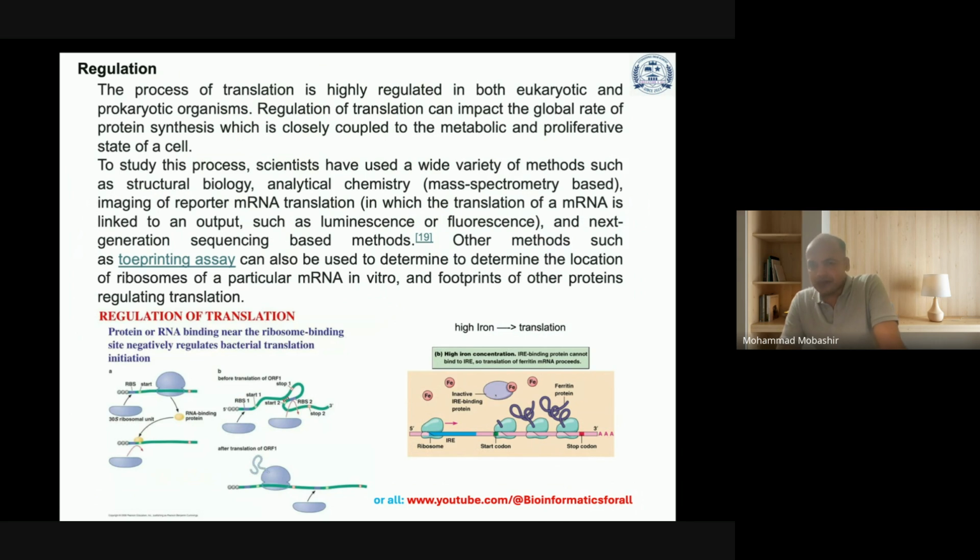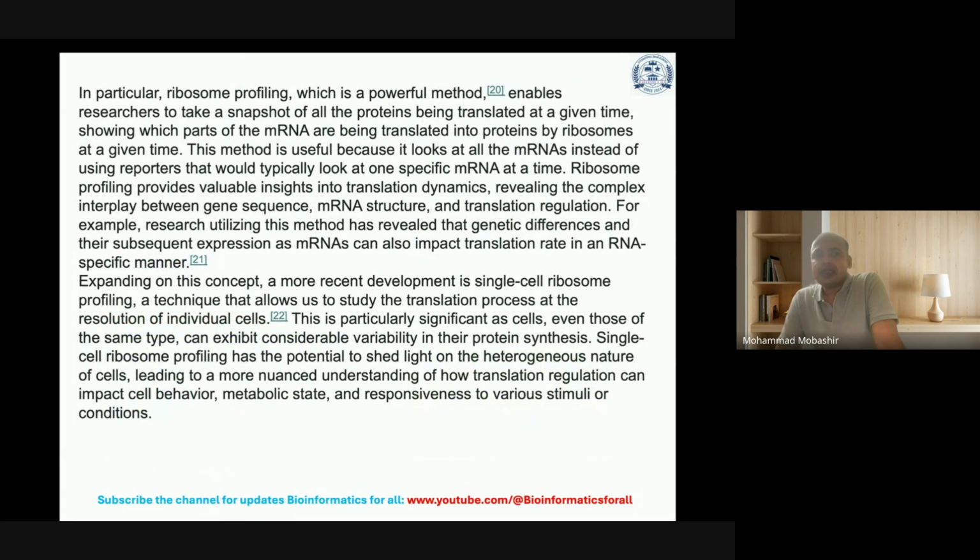Now, there are some other examples of translation regulation. For example, at high iron concentration, IRE binding proteins cannot bind to the IRE, so translation of ferritin mRNA proceeds. And then you need to understand ribosome profiling in particular, which is a powerful method that enables researchers to take a snapshot of all the proteins being translated at a given time, showing which parts of the mRNA are being translated into proteins by ribosomes. This method is useful because it looks at all the mRNAs instead of using reporters that would typically look at one specific mRNA at one time.